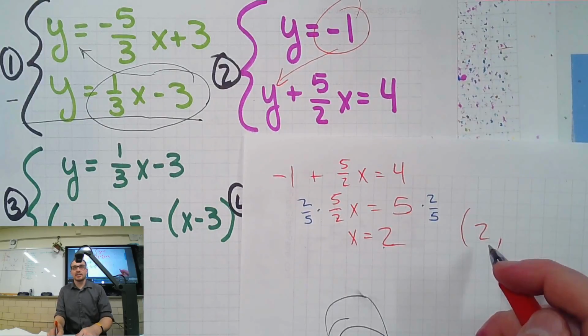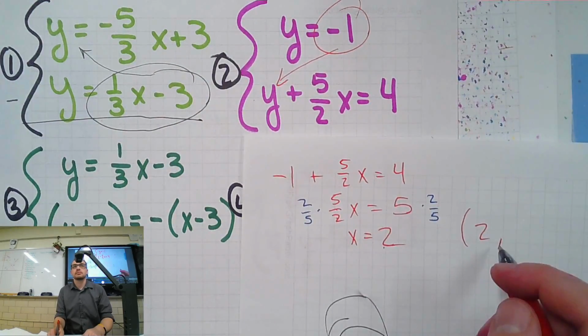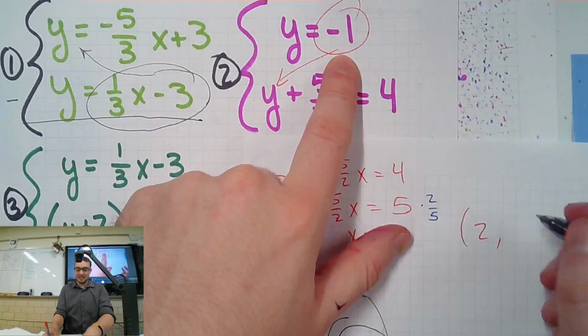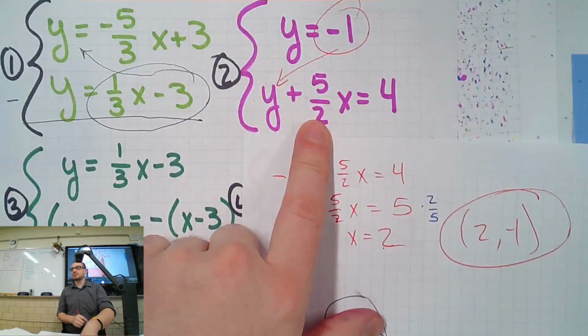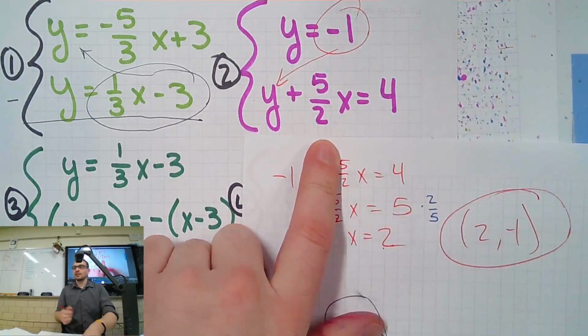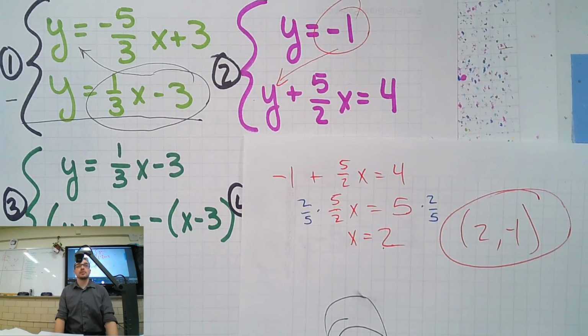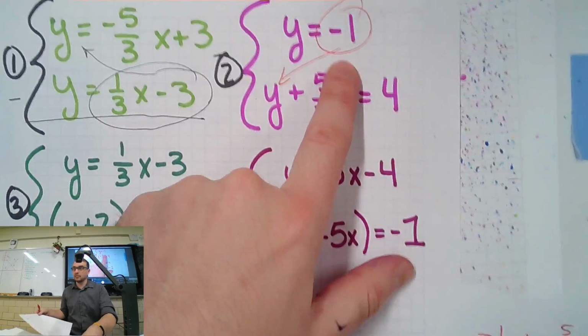And to find out what y is, how do I find out what y is for this one? They already gave it to us. It's -1. Could I plug it in? Sure, you could. You get -1. How do you feel about number 2? All right, that was substitution. A very easy substitution, right? It gave it to you.